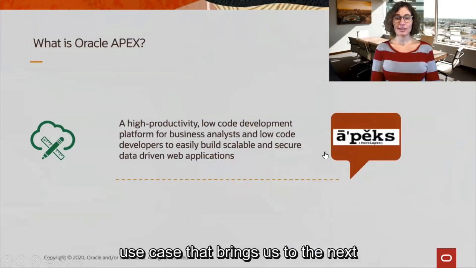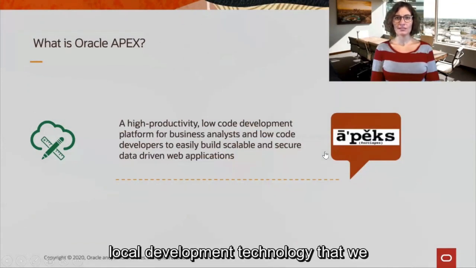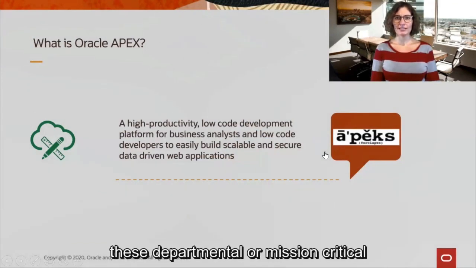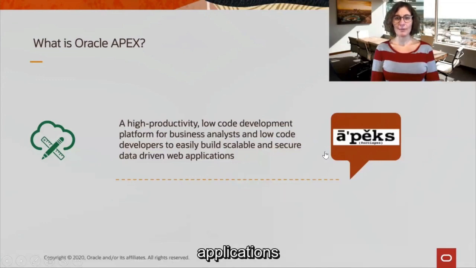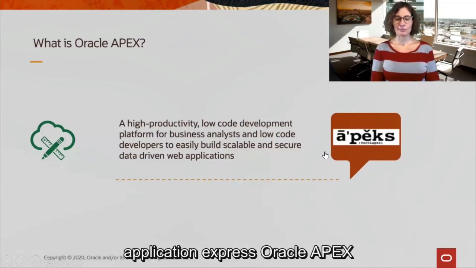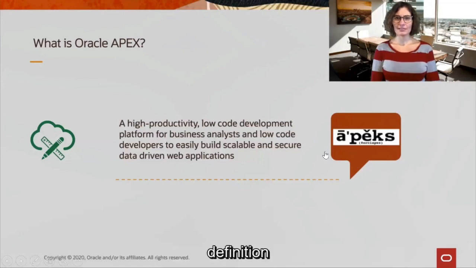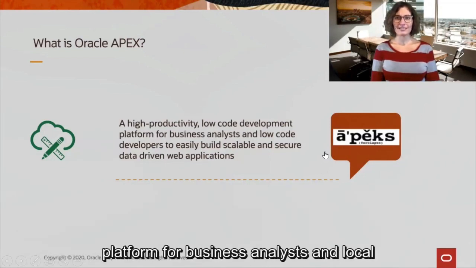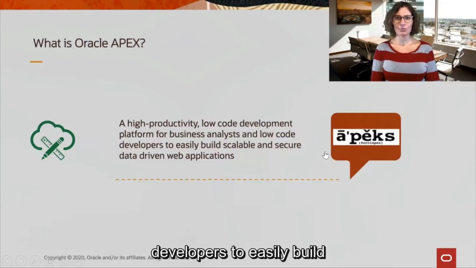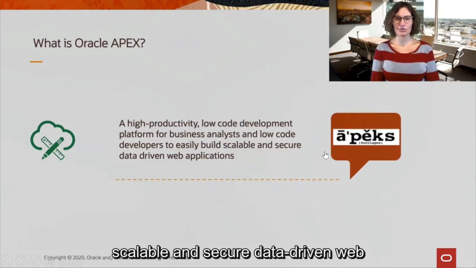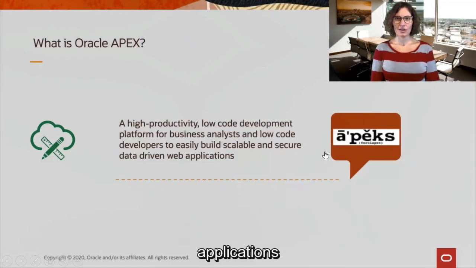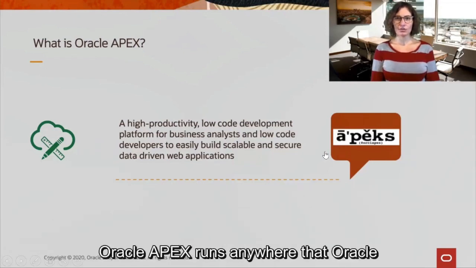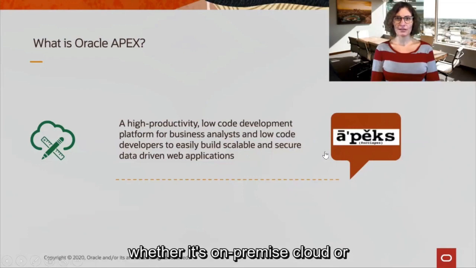That brings us to the next point, low-code development technology, that we will use to create these departmental or mission-critical applications. Application Express. Oracle Apex definition: a high-productivity, low-code development platform for business analysts and low-code developers to easily build scalable and secure data-driven web applications. Oracle Apex runs anywhere that Oracle database runs, whether it's on-premise, cloud, or anywhere else.